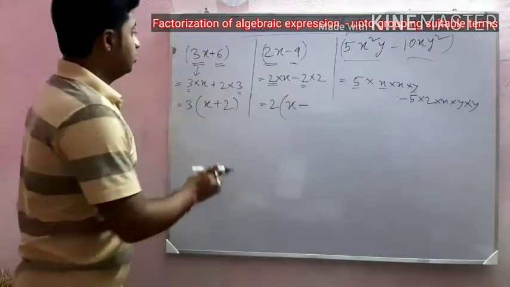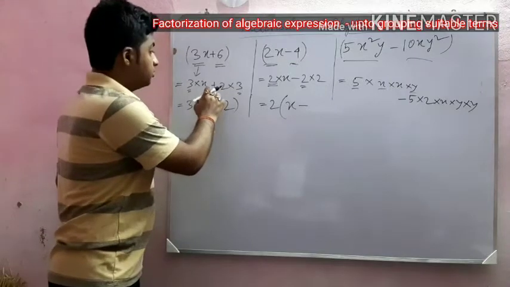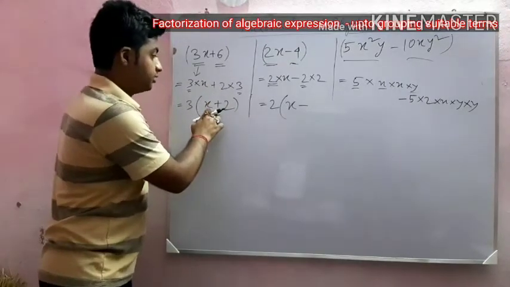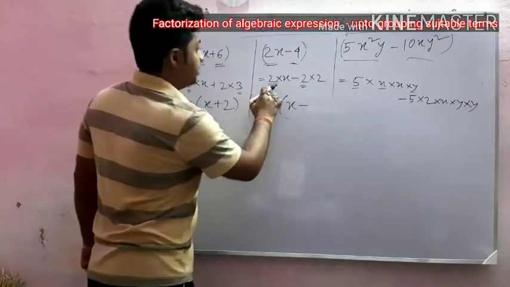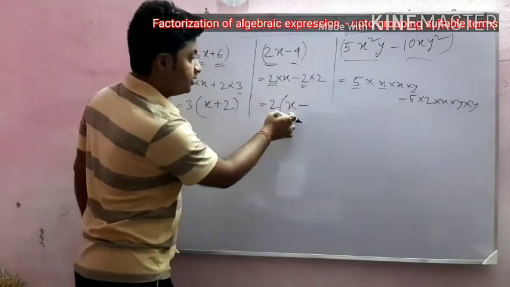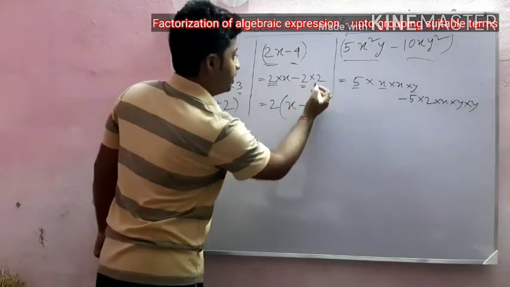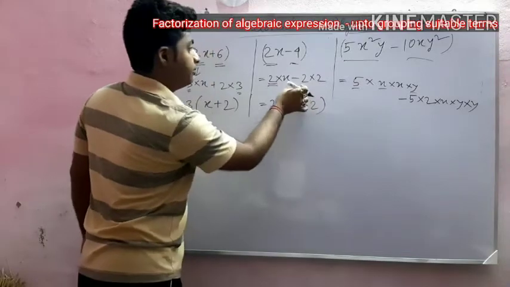And one more thing: you need to follow the sign. Whatever the sign is in the expression, you just need to write that sign directly. Okay. Here I have taken 2 as the common factor. Then x here. Then put down the sign here and write the remaining part 2, because I have taken 2 out.